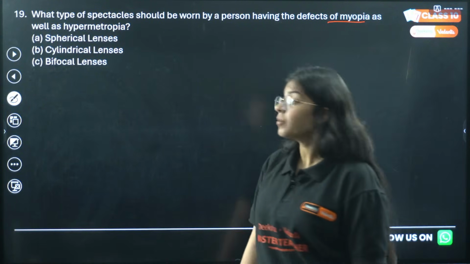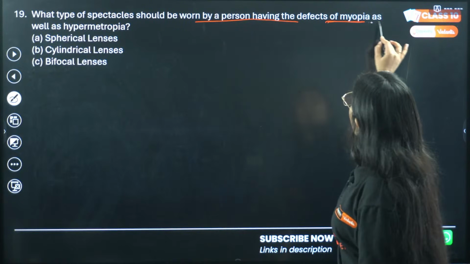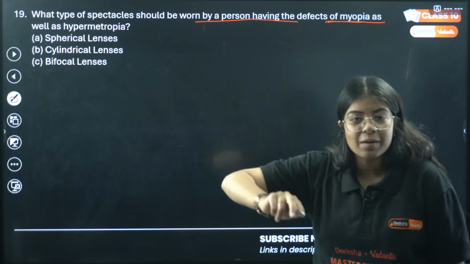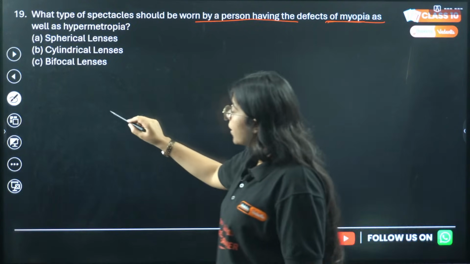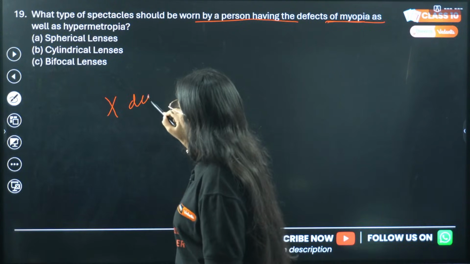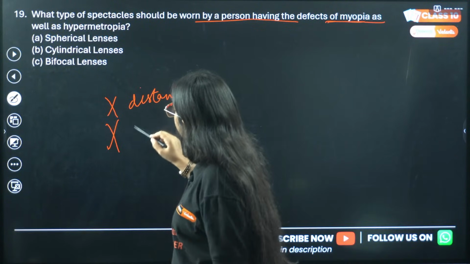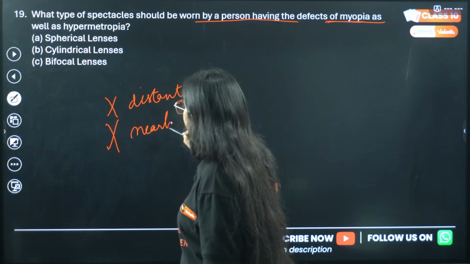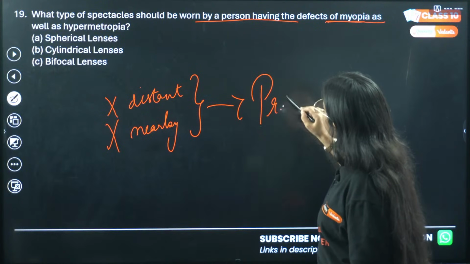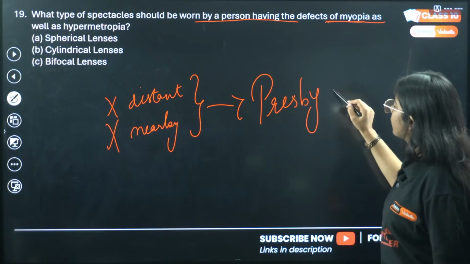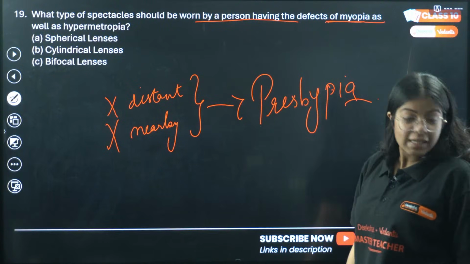Let's see the answer. For the person who has both myopia as well as hypermetropia, it's written not "and", it's written "as well as". So a person cannot see distant objects clearly, as well as he or she cannot see nearby objects clearly. So that means they are having what? They are having presbyopia. Correct? They are having presbyopia. Understand?